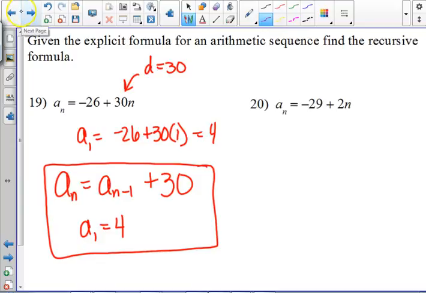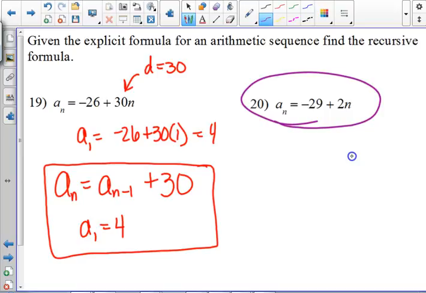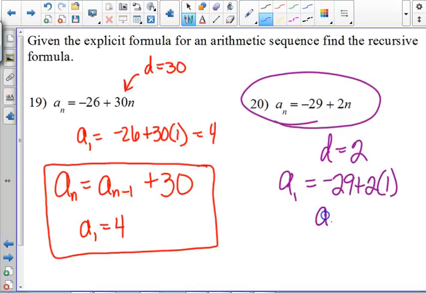All right, then we're going to jump all the way to, where did we leave off? Can we just do 20 real fast? We skipped it last time. Can you tell me, just looking at this, what the difference is? Okay, the difference is 2. Unfortunately, the first term is not negative 29. To find term 1, you have to put in a 1. So it's negative 29 plus 2 times 1, which is negative 27.